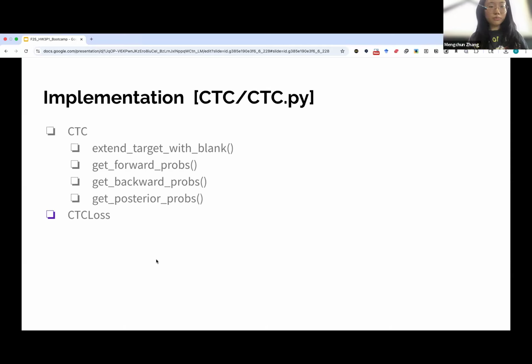Okay, so we will implement these ideas in our homework under the CTC directory. We first extend the target sequence with blanks, and then we calculate the forward and backward probabilities. Then we use these forward and backward probabilities to get the posterior probabilities. And then we finally calculate the CTC loss based on all of that.